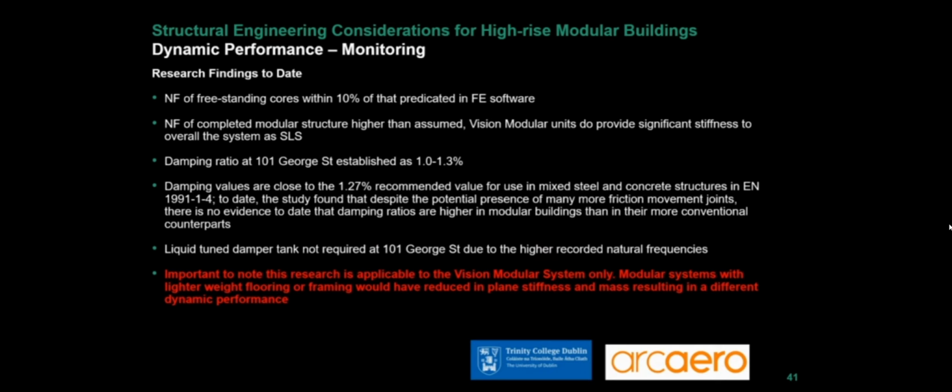However, the damping ratio was actually within what Eurocode recommended for mixed steel concrete buildings, between 1 and 1.3% for George Street. And that's quite close to the 1.27% recommended in Eurocode. So that's where we are with that. But obviously we're going to be continuing to monitor the buildings going forward.